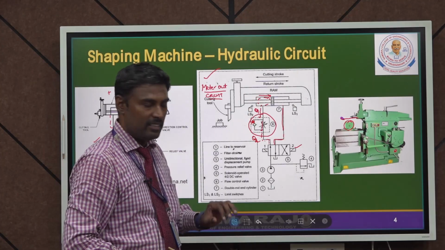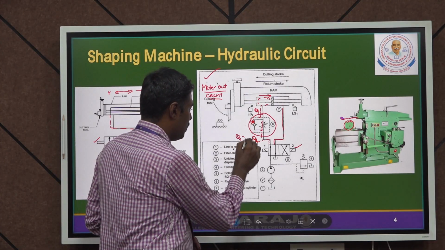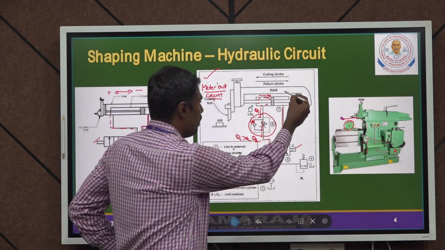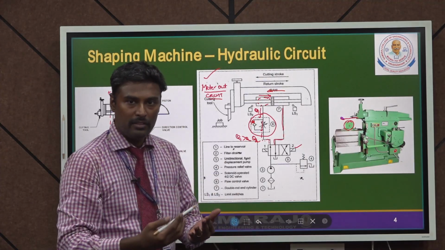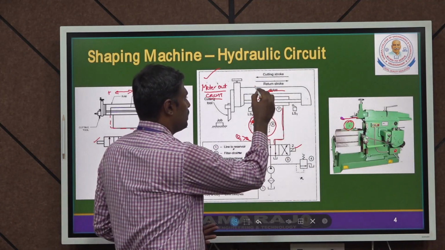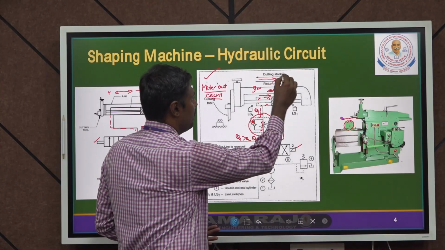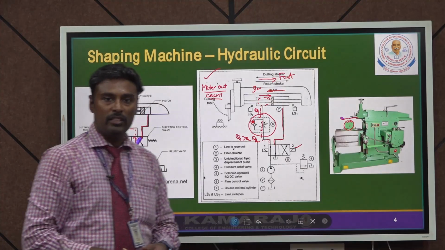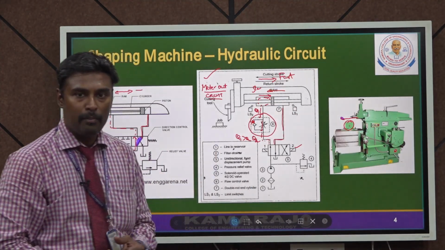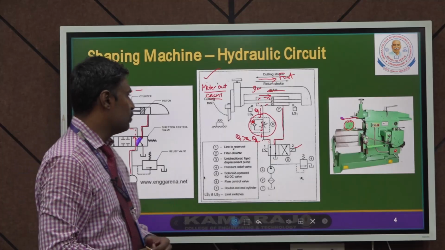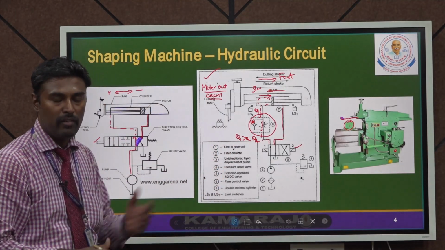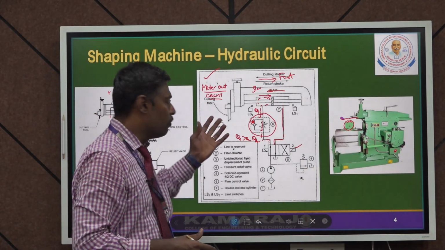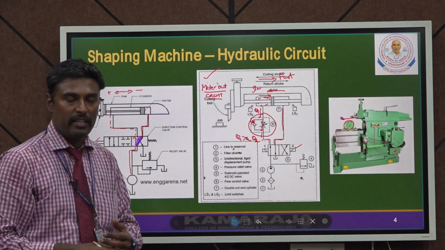Due to these flow rate variations, that is Q1 is larger than Q2, based on this difference in flow rate, the speed of the entire ram is reduced. Therefore the extension of the ram is slow, while the return is fast. That is the usage of this meter-out circuit. It is applied in shaping machines. This is the use of hydraulic circuits for shaping machine operation: they use these meter-out circuits for shaping machine working.